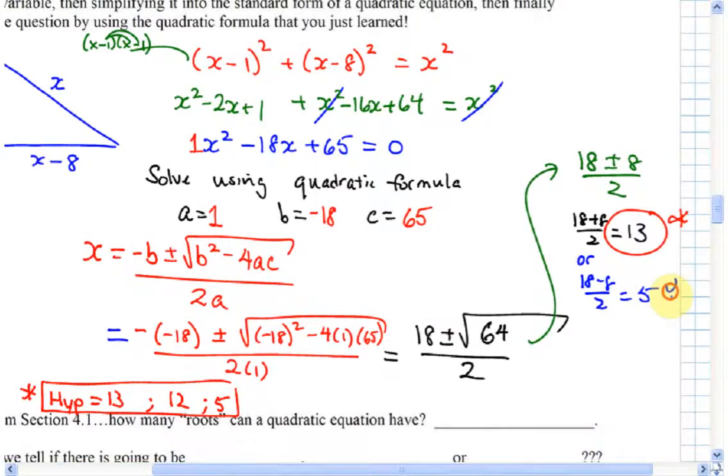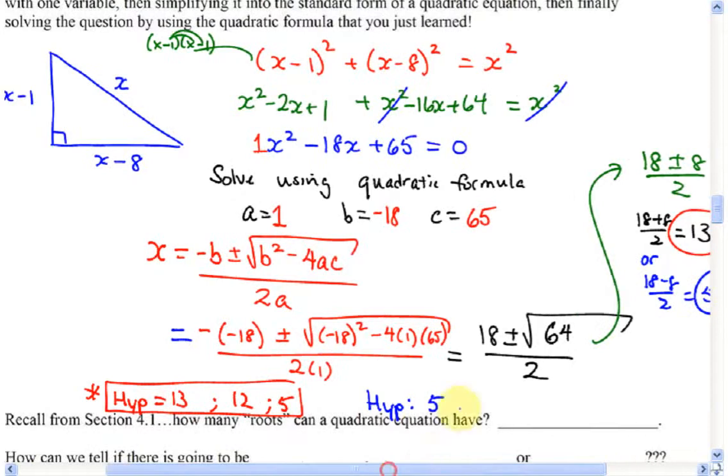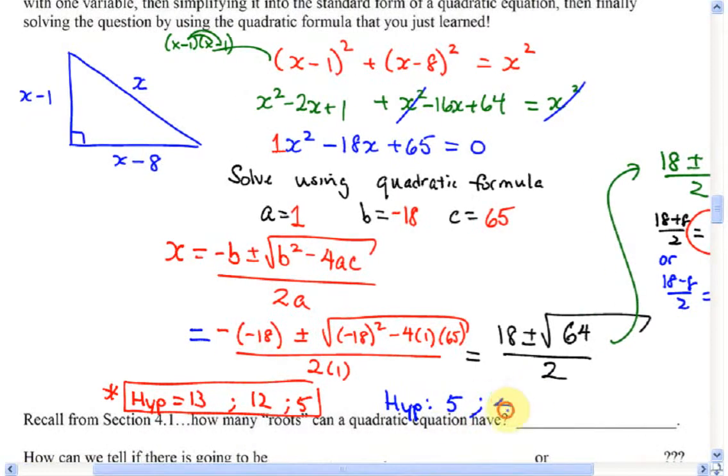Thank you, Bronte. Look at the next one. This one says the hypotenuse should be 5. Okay, so one side is 5. What's the other side going to be called then? Or what's the value? X minus 1 is 4. Good. And the next side after that, 5 minus 8 is? Negative 3.